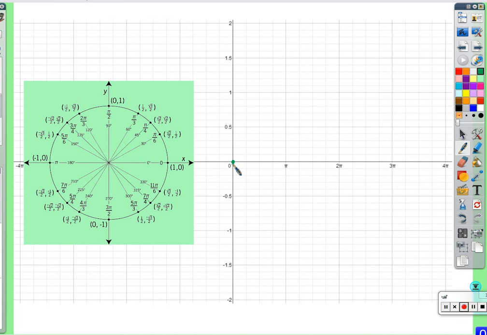Let's go to pi, since that's marked on the x-axis. Pi is all the way over here. What is the sine of pi? Zero. I thought you said half pi. Well then you're right, but you need to listen harder. 2 pi. What's the sine of 2 pi? Zero.